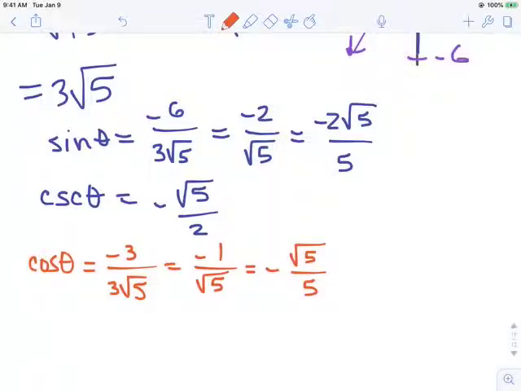Okay, so if you're getting lost, you need to ask. Secant would be easy to find right now. What's secant? A negative square root of 5 over 1, or if we just write it nice and easier, negative square root 5. If you're lost or something, let me know.